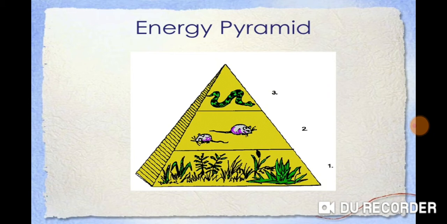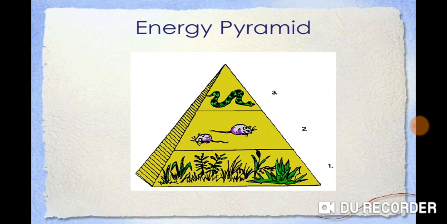The second step are consumers, primary consumers. The third step is the secondary consumers, and if there would be a fourth step, that would be tertiary consumers. For example, the plant fruits are eaten by mice, which are the primary consumers. Then the mice are eaten by snake, that is the secondary consumers. And if the snake is eaten by crocodile, that would be a tertiary consumer.